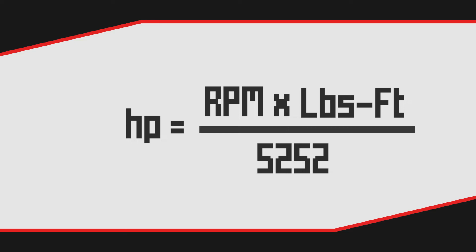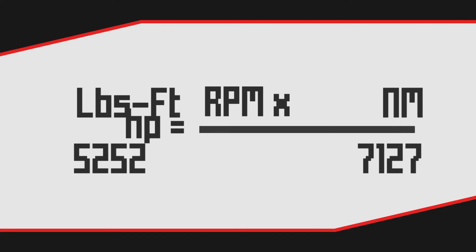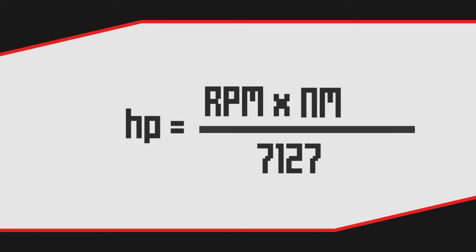Horsepower is calculated with pounds-feet multiplied by RPM divided by 5,252 to make the units work. If you're using newton meters for torque, you're dividing by 7,127. This is because imperial units are never fun and always awkward.